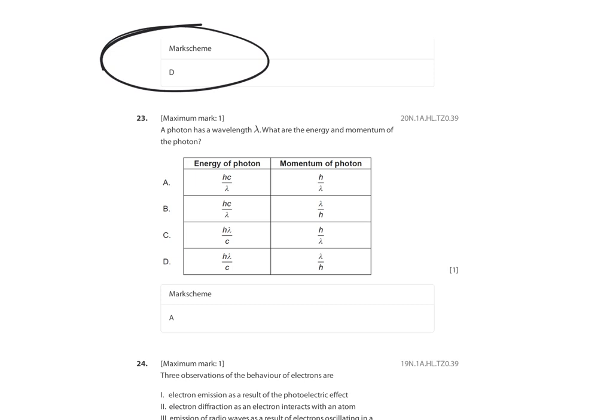23 seems pretty straightforward, but it's actually made me realize something. So first of all, energy of a photon, it's easy. E is hf equals hc over lambda, because v or c equals f lambda. So E equals hc over lambda for energy. That is easy. It is not going to be C or D.